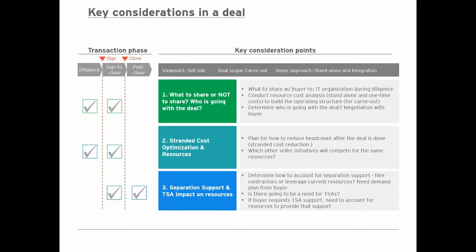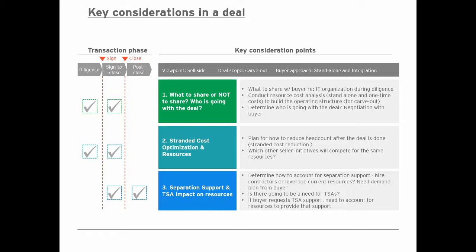So in summary, what are the key considerations by phase to optimize the organization design, and what are the key things that we need to be looking at? So the first consideration is that the seller needs to determine what to share and what not to share with the buyer. The purpose of this is to be a well-prepared seller and be able to articulate the story of why this business is a good idea.